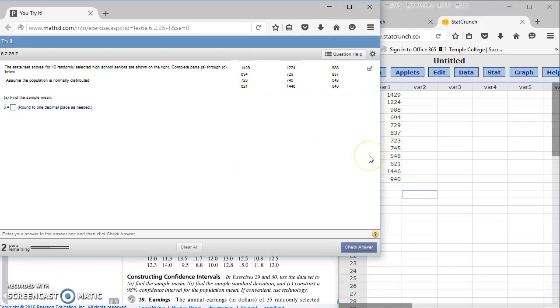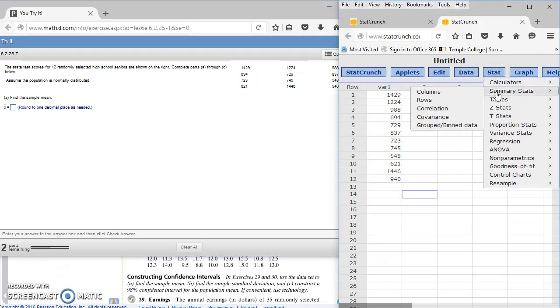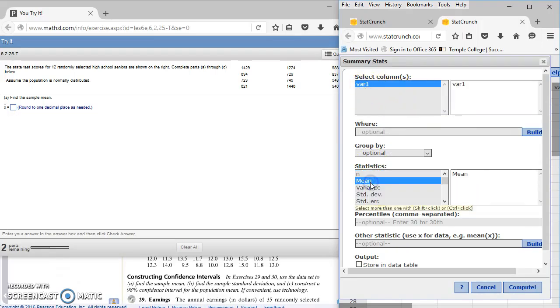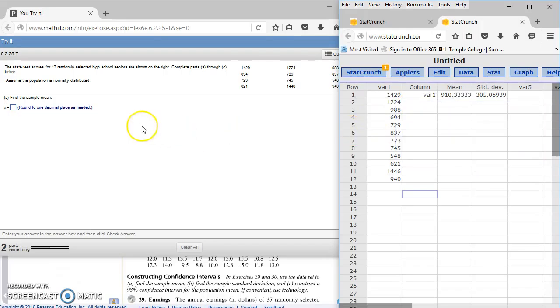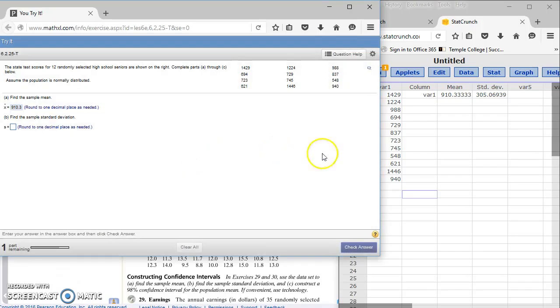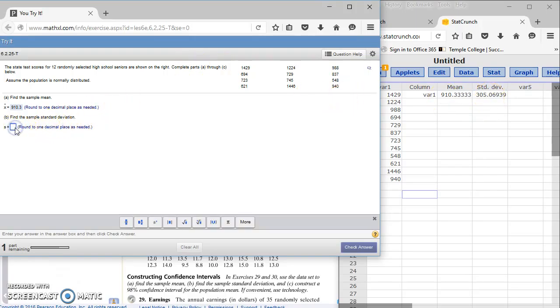I'm going to go ahead and find the sample mean and standard deviation. So those are summary stats for a column, variable 1, and I want the mean, and then I'm going to hit the control key and select standard deviation. I'm going to put it in my data table. I'm going to click compute and close the window. So the mean to 1 decimal place is 910.3. I'm going to check that answer. Okay. The sample standard deviation, this is for the sample, it's not unadjusted, it's the regular standard deviation, 305.1 to 1 decimal place. And we will check that.